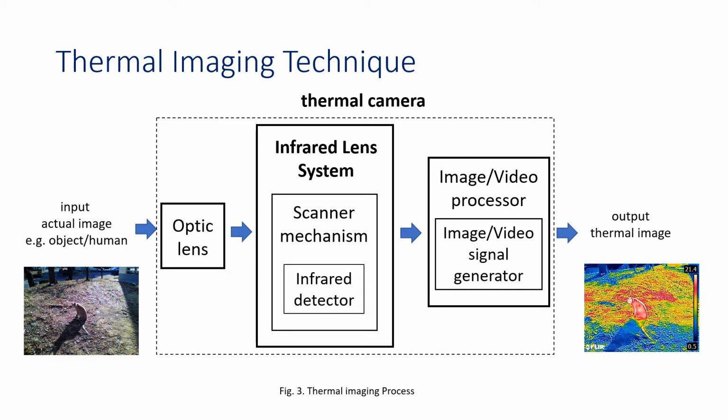The thermal camera is composed of 3 blocks: the optic lenses and the infrared lens. The infrared lens is composed of a scanner mechanism and an infrared detector. Once they take the image, the image video processor converts these images into an image or video signal generator to provide an output for the thermal image. On the right side is the thermal image of the cat. The hottest temperature recorded was 21.4 degrees.